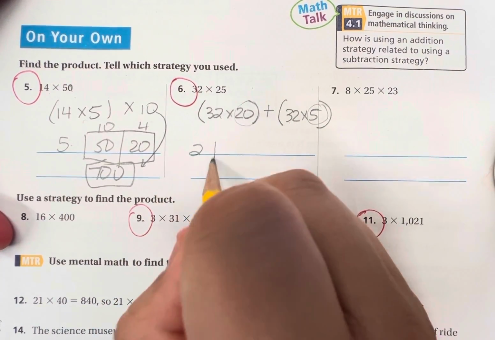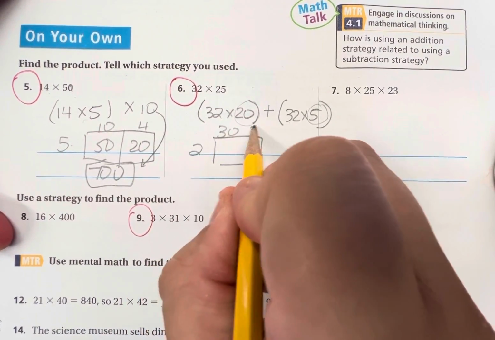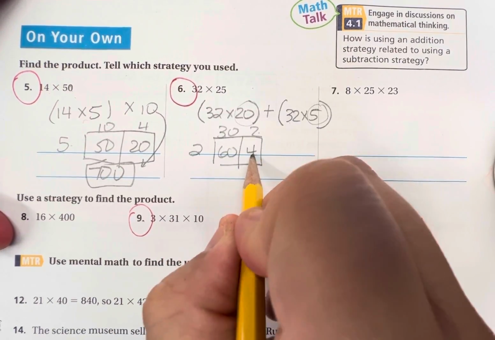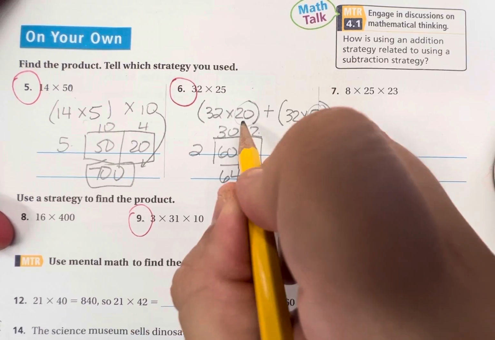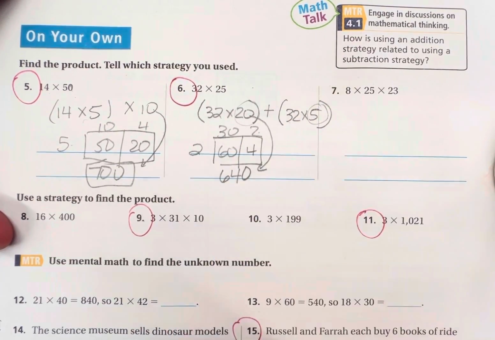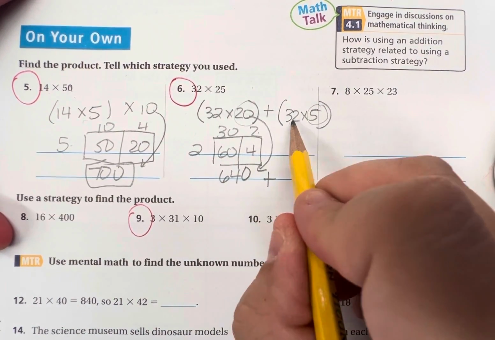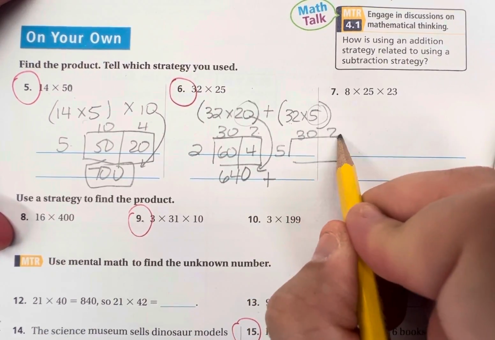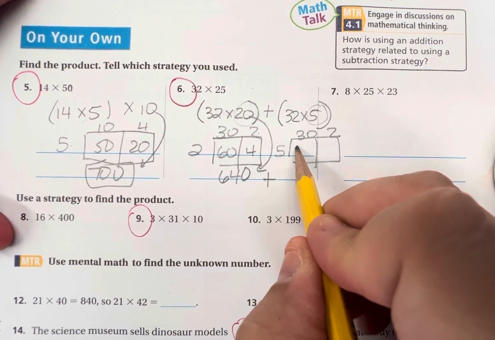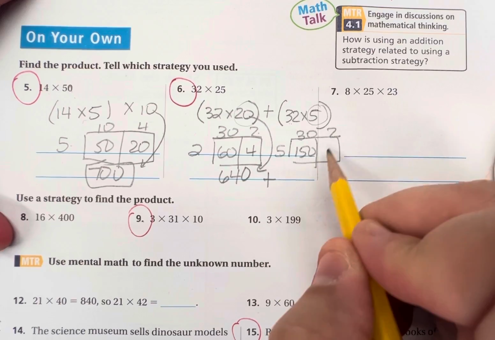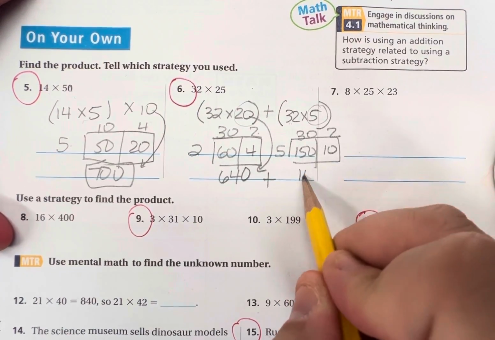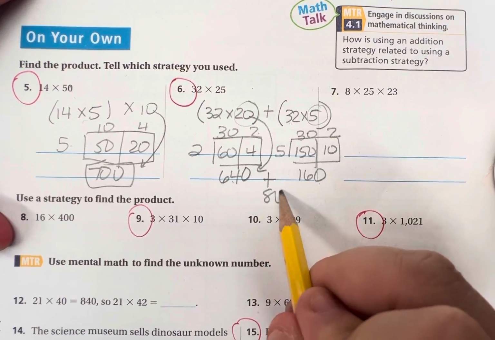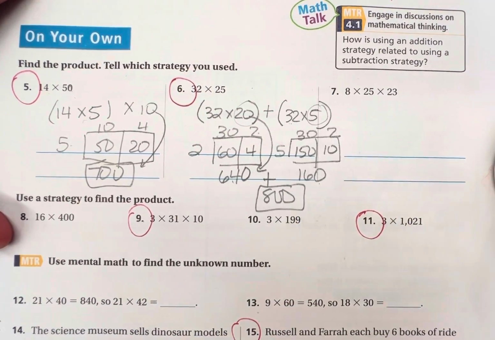So if you do 2 times 32, so 2 times 30 is 60, 2 times 2 is 4. That's 64. Now I take that 0 and I tag it onto my answer. Cool. Now, 32 times 5. 30 and 2. 30 times 5 is 150. 5 times 2 is 10. Added together, that's 160. When I add 640 and 160, I get a final answer of 800.